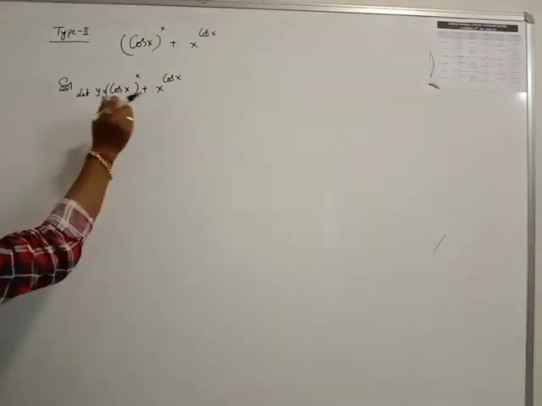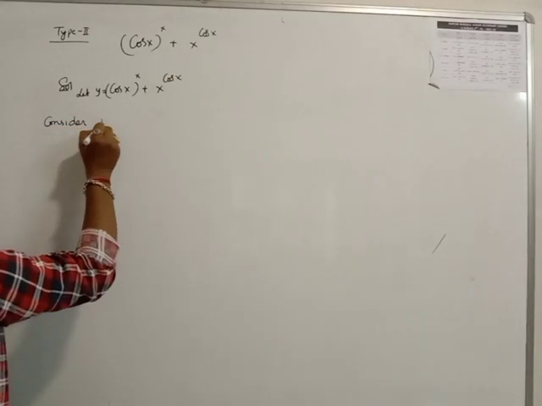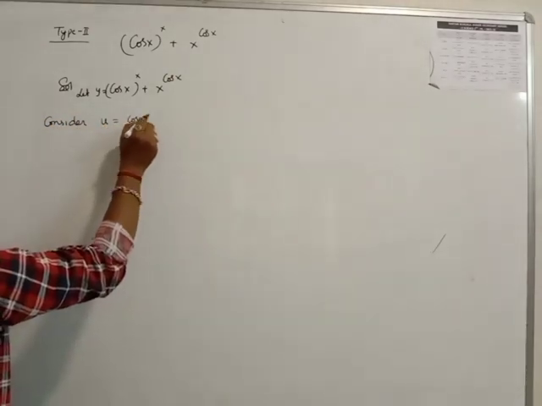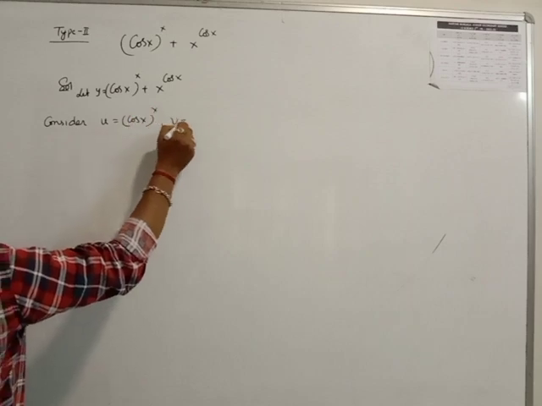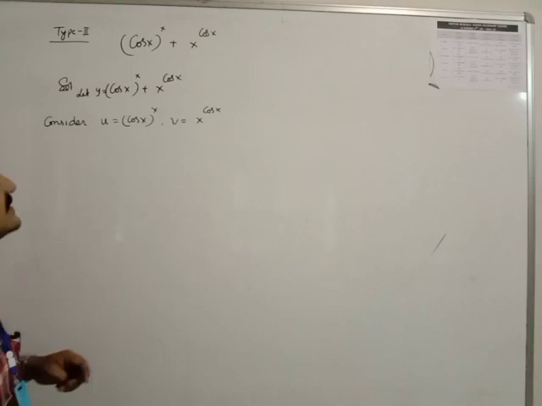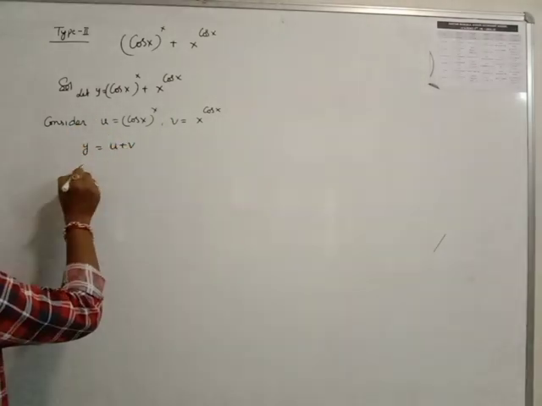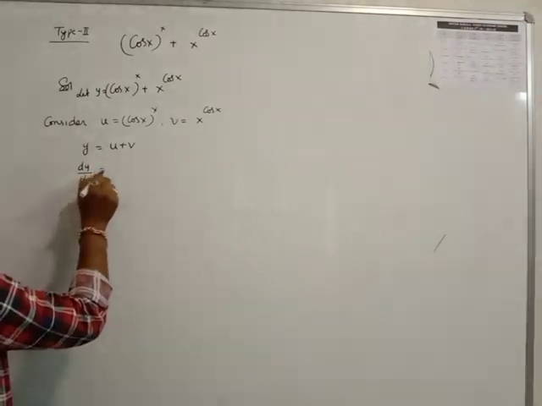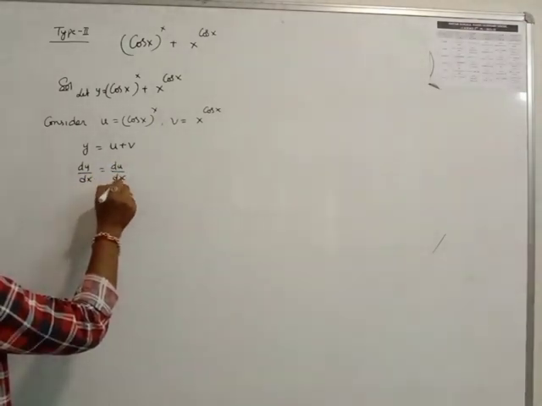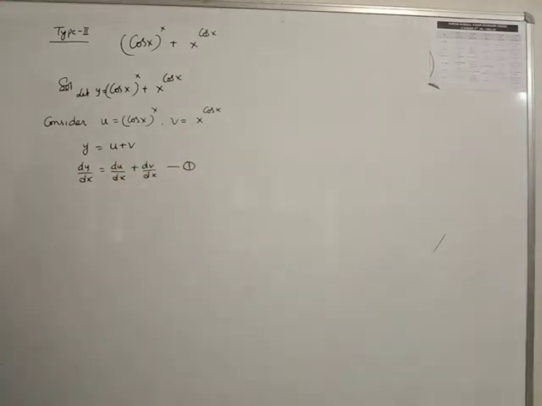For this type of problem, first of all consider u is equal to cos x to the power of x, v is equal to x to the power of cos x. Otherwise you can take any two other forms. Then y is equal to u plus v. Now dy by dx is equal to du by dx plus dv by dx. This is equation 1.